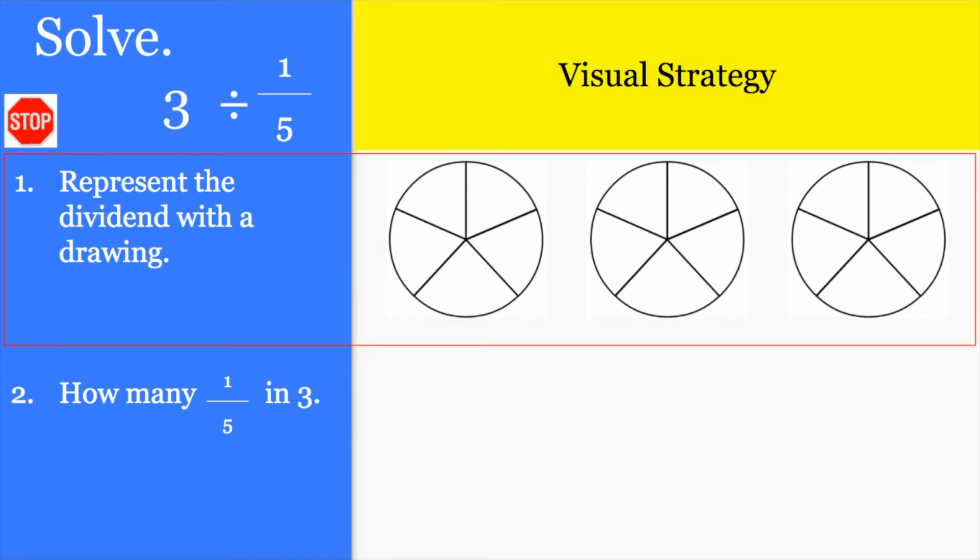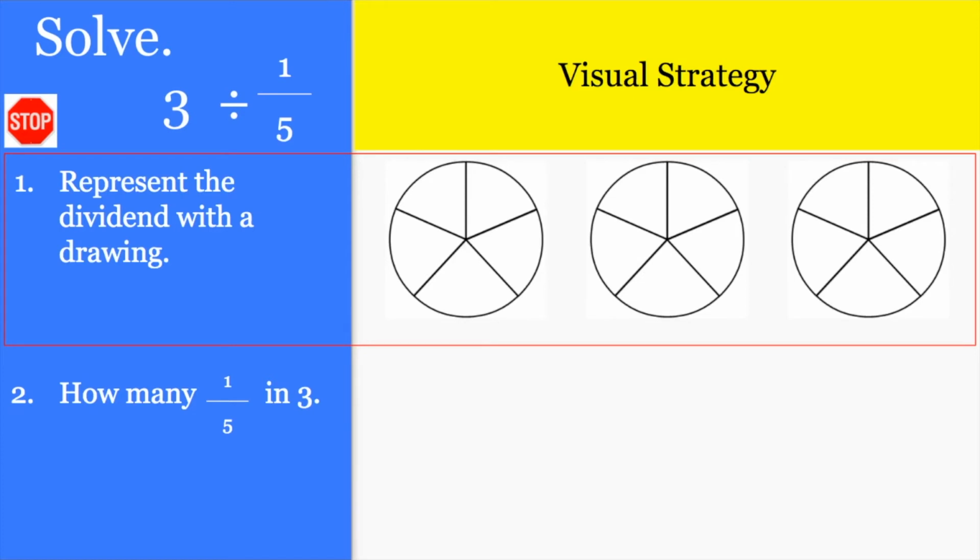Okay, friends, now let's solve 3 divided by 1/5 using the visual strategy. Step 1, represent the dividend with a drawing. Now again, the dividend in this problem is the 3. So I've drawn 3 circles. And I'm dividing 3 by 1/5, so I divided the circles into fifths.